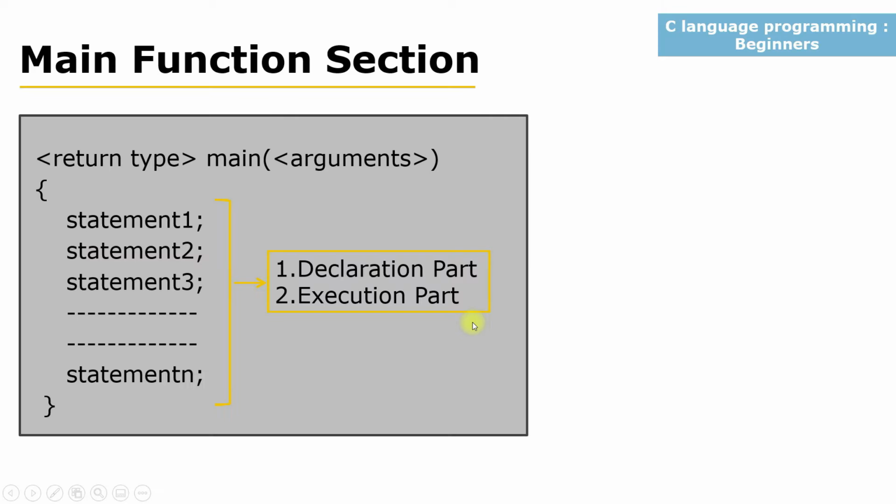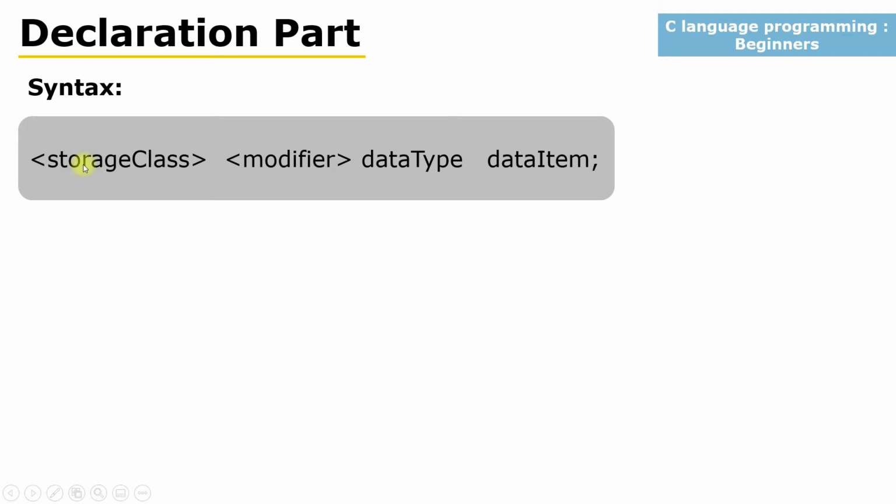Let's begin. In the previous video, you learned that the group of statements within the function will be divided into two parts. The first one is the declaration part and the next one is the execution part. And this is the syntax for writing the declaration part: storage class, modifier, data type and data item. Writing storage class and modifier is optional, but we must write data type and data item.